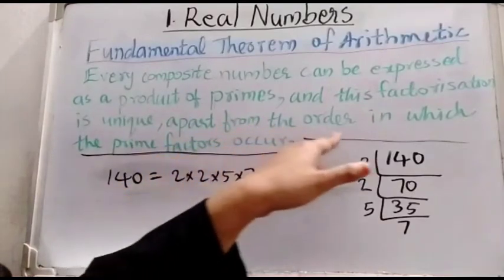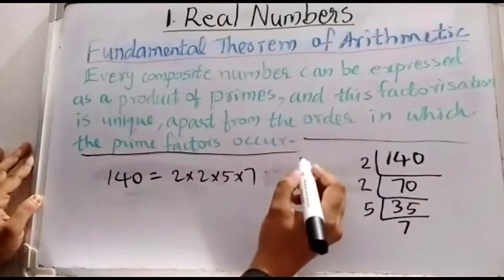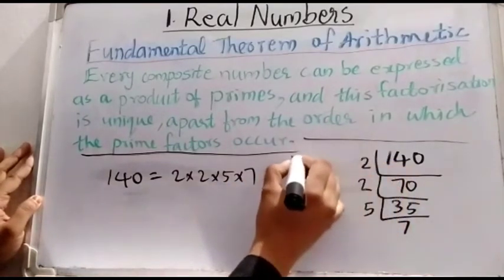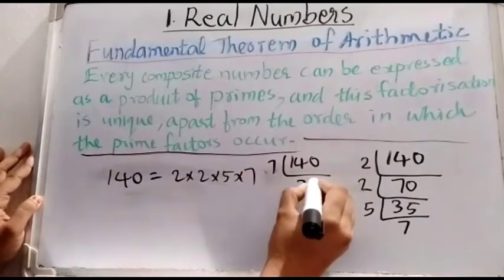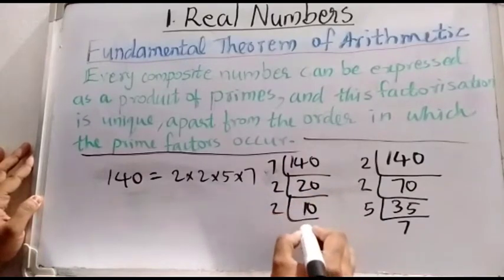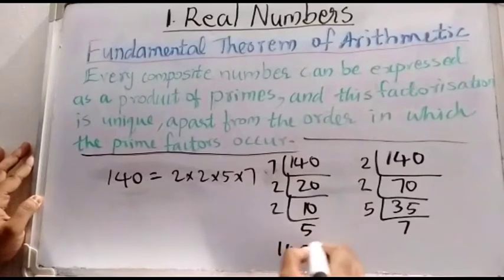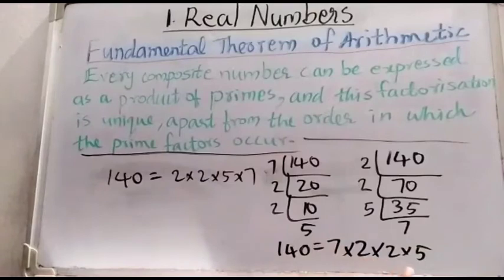Then, apart from the order in which the prime factors occur, the order may be changed. That means if we factorize this 140 like this, first 7, then 20, then 2, 10, then again 2, then 5, this order gives 140 equal to 7 into 2 into 2 into 5. Factors are the same, right? Two 2's, one 7 and one 5. Here the order is 2, 2, 5, 7, but here the order is changed: 7, 2, 2, 5.